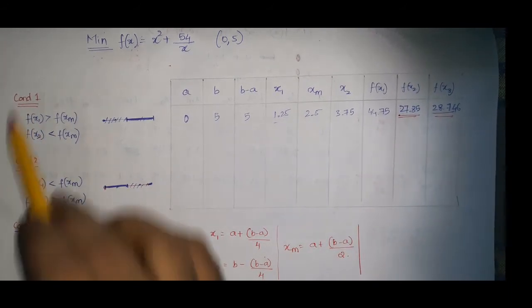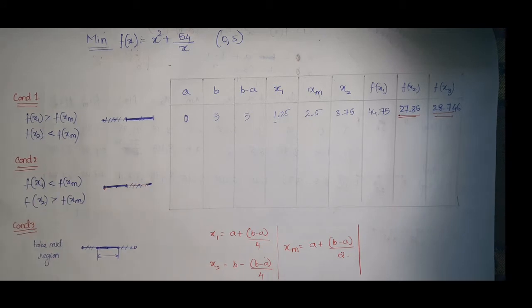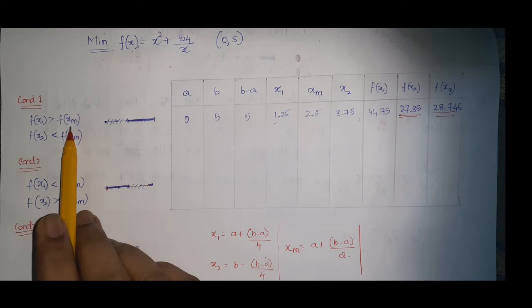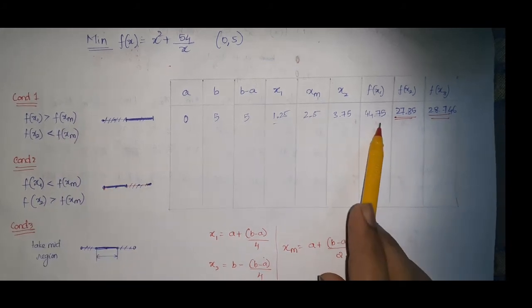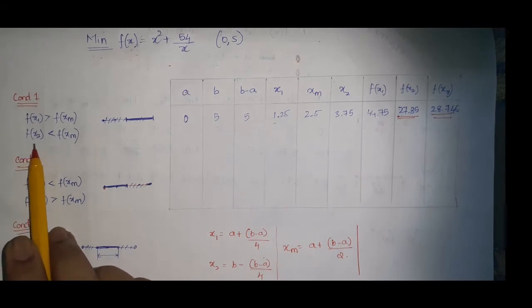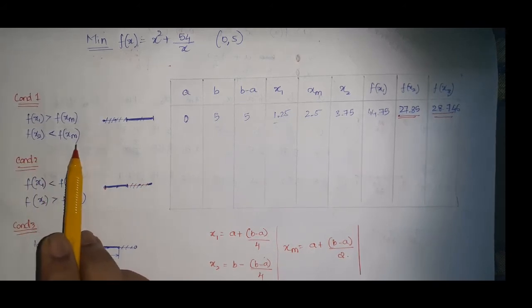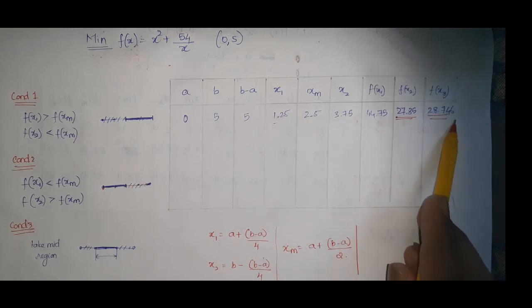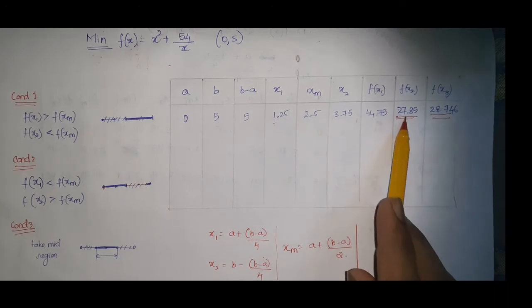With this, we have to do a comparison on the function values. There are three conditions: condition 1, condition 2, condition 3, upon which if it satisfies any one condition, we have to do a reduction in the given search space. So how do we do that? Let's go with the first condition. Condition 1 says to check if the function value of f of x1 is greater than the function value of f of xm, which is true here, but the function value of x2 should be less than the function value at the midpoint. Is that true? No. 28.746 is actually greater than the function value at the midpoint.